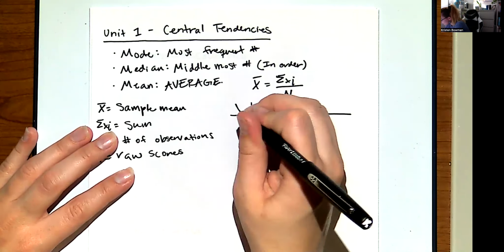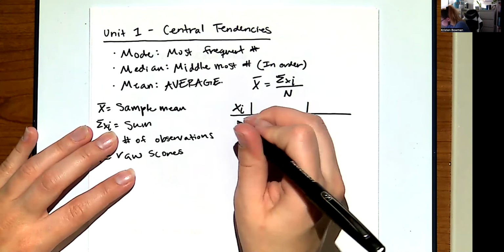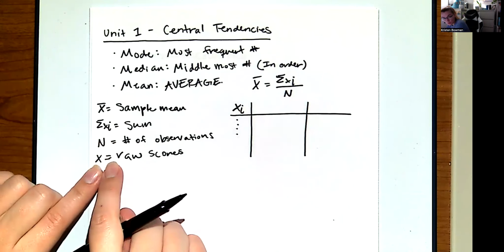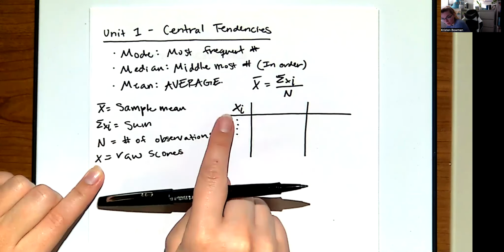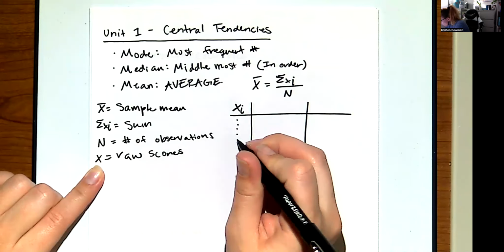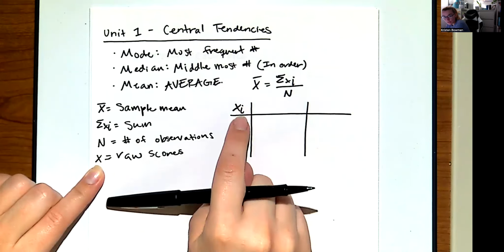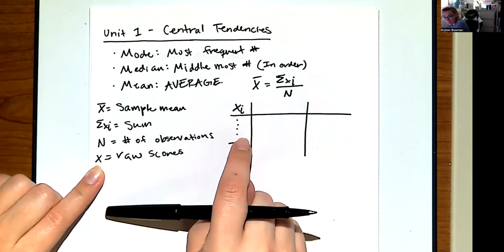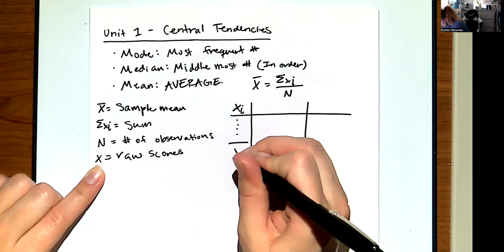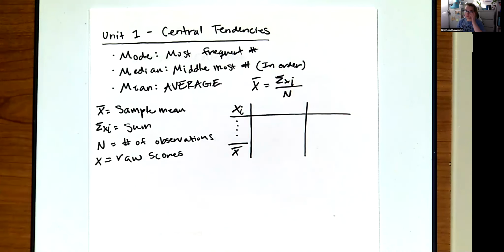First, we have our Xi's. These are our individual raw scores right here. These would be the individual values of these dots right here. That's why I have that there. We would want to add all these together and divide them by n. We would use this equation right here, and we would get X bar, which is our sample mean.